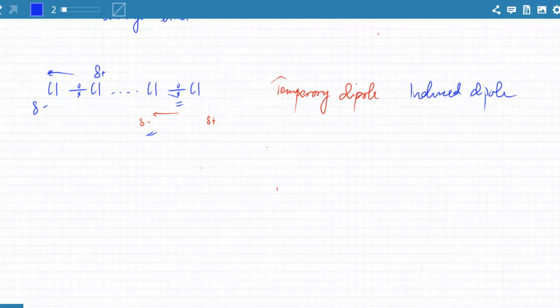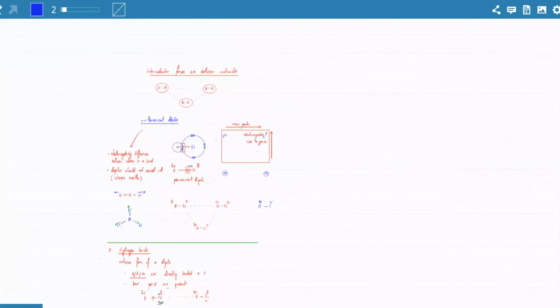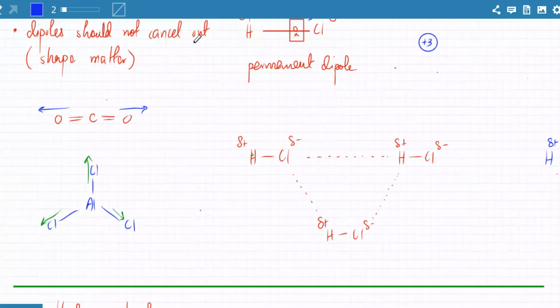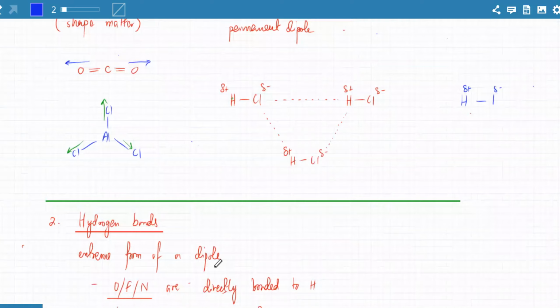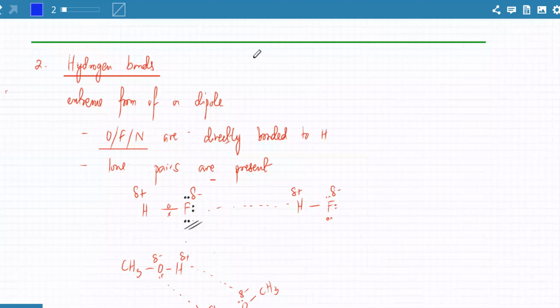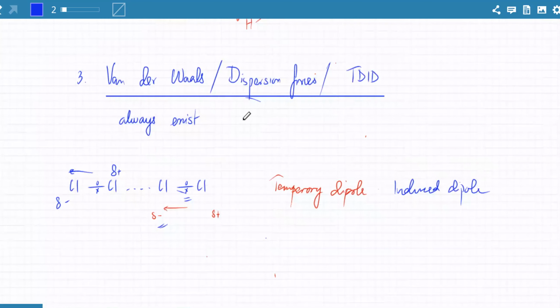Yes, sir. So you got three forces, right? One is a permanent dipole. That's when you have a difference in electronegativity, as long as the dipoles don't cancel each other out, depending on the shape of the molecule. Then you have hydrogen bonds, which are an extreme form of a dipole, and the third one is van der Waals forces. So we're just going to go through some of the questions.